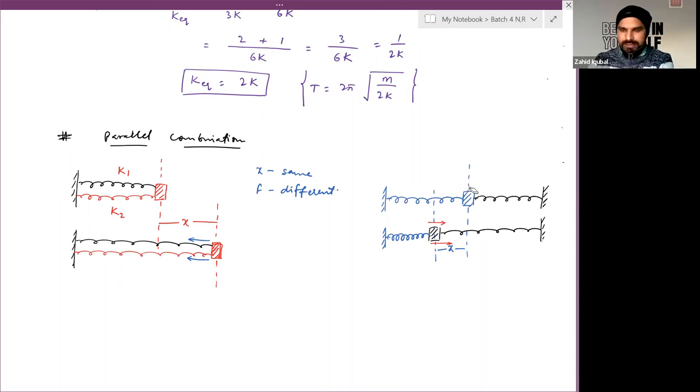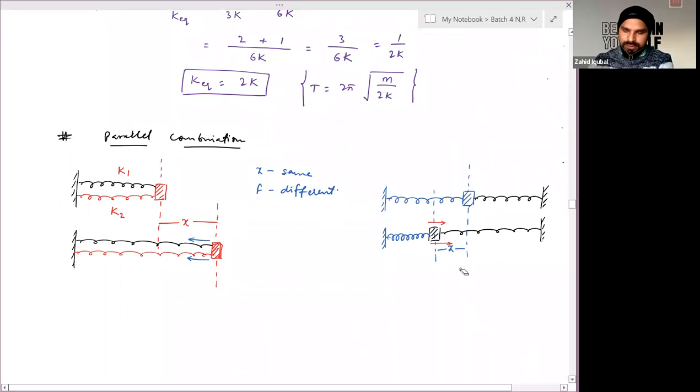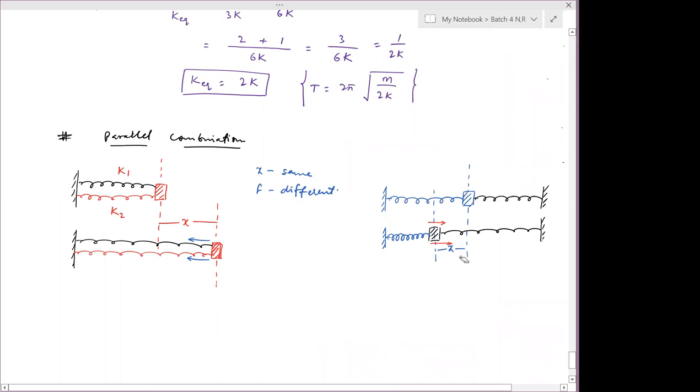In this part, since the block was initially at this point, if you move this block slightly towards the left, one of the springs will get stretched and the other one will get compressed. But compression and extension in both springs will be seen related to this part. Is it clear? So there were two springs.